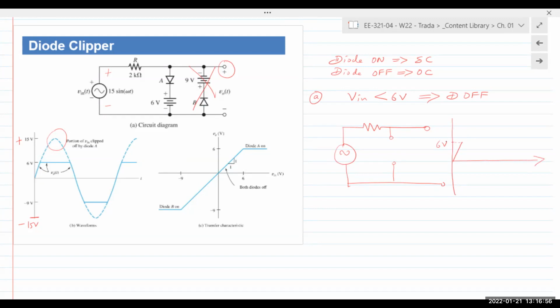Once it crosses 6 volts, under ideal diode conditions, we would just say 6.01, a fraction above 6. Diode turns on. When the diode turns on, it is replaced with a short circuit, and now V in is greater than 6 volts, D is on, replaced with a short circuit.